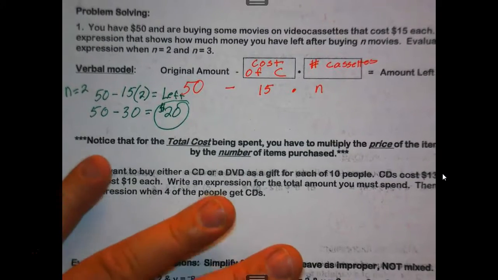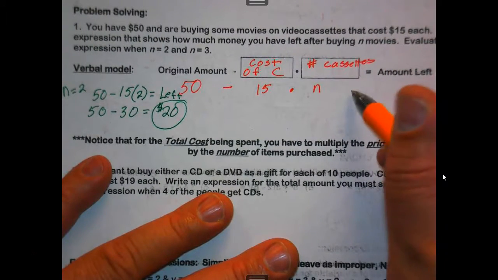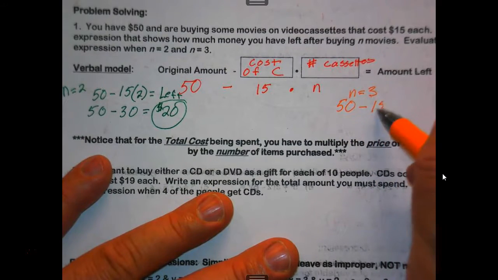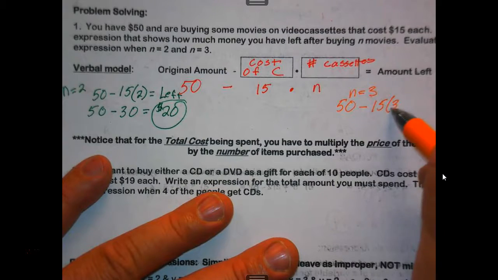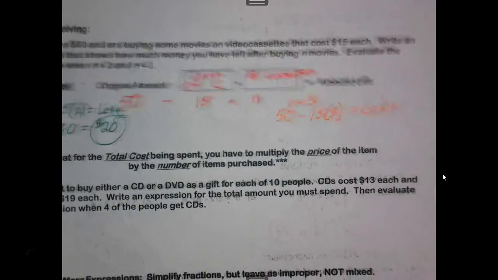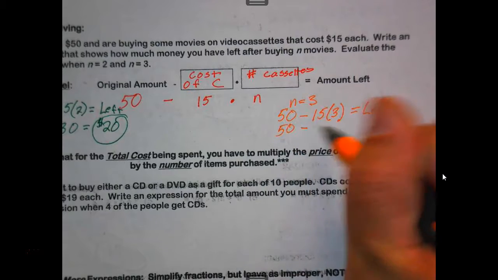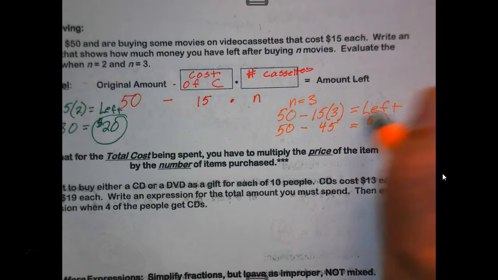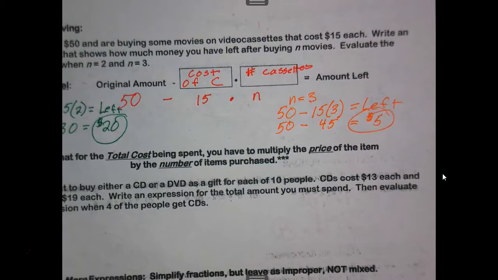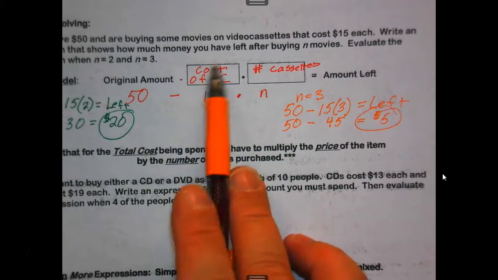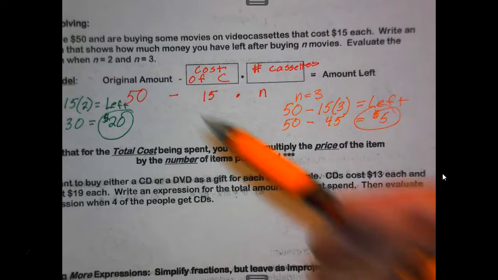And then I'm supposed to do it with n equals 3. So I have $50 minus 15, and this time my n is 3. That equals how much I have left. So I have $50 minus 45, which gives me $5 left. So I answered the question. I evaluated when n equals 2 and n equals 3, and I have my little algebraic expression here.